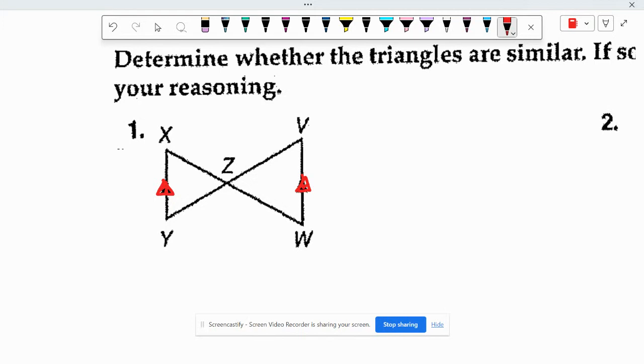What does it mean? We've seen those markings before. What does that mean about those two lines? Elizabeth, what does it mean? That they're parallel. Thank you. It means they're parallel. So if I have two parallel lines cut by a transversal, what do I know about the angles?